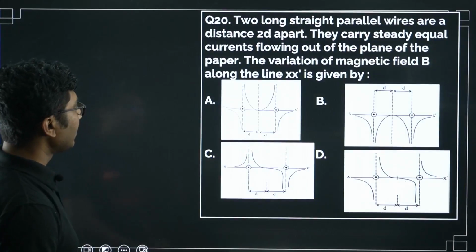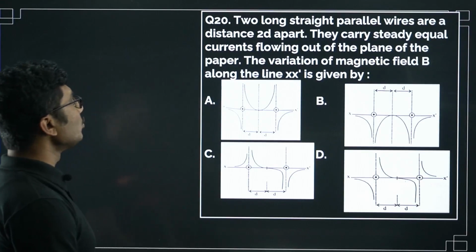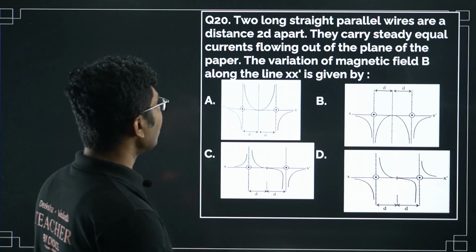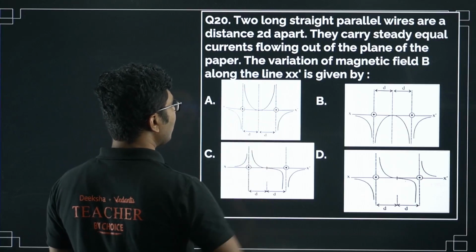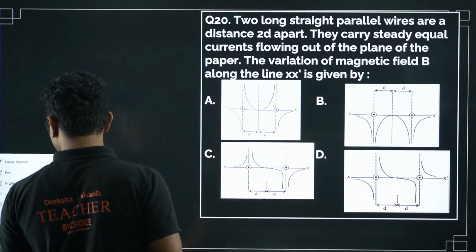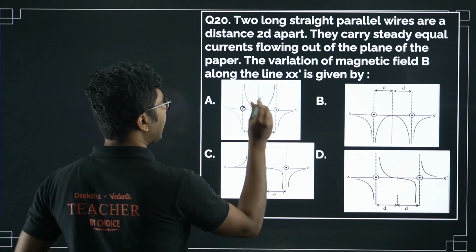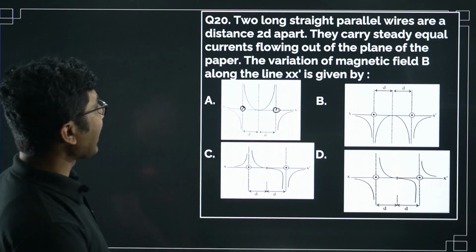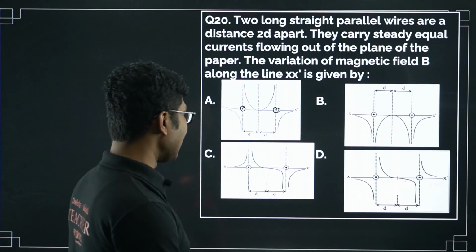Okay, now let's solve. Two long straight parallel wires are at a distance 2d apart. They carry steady equal currents flowing out of the plane of the paper. So here we have two long straight wires. These circles are basically representing the current carrying wires. Both of them are carrying current outside of the paper. The variation of magnetic field B along the line XX is given by.